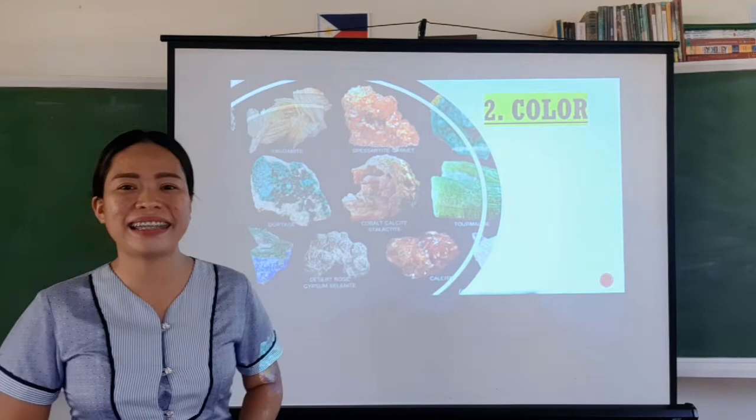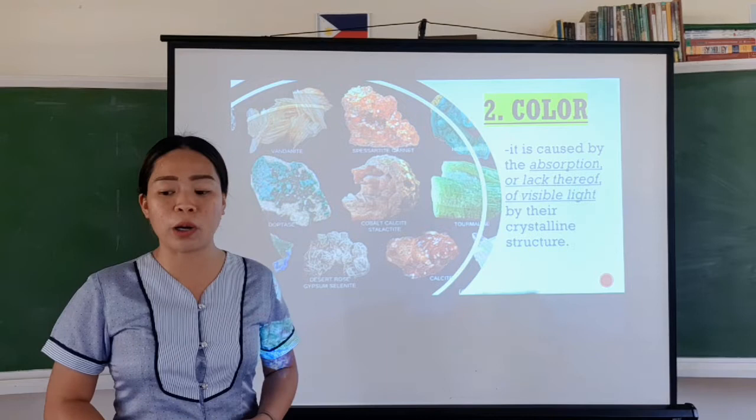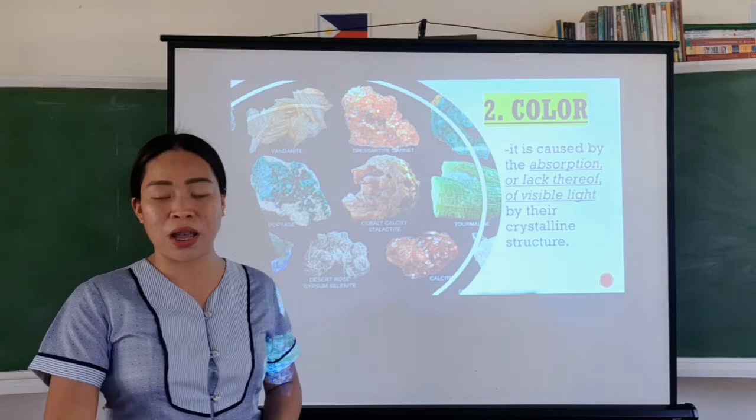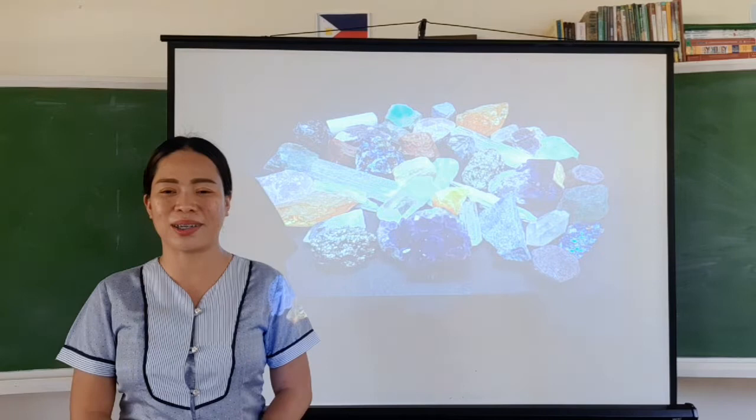The second physical property of a mineral is color. Let's define color. Color is caused by the absorption or lack thereof of visible light by their crystalline structure. Do you want to see many colors of different rocks and minerals? Look at that picture. So these are some of the examples of colorful minerals.